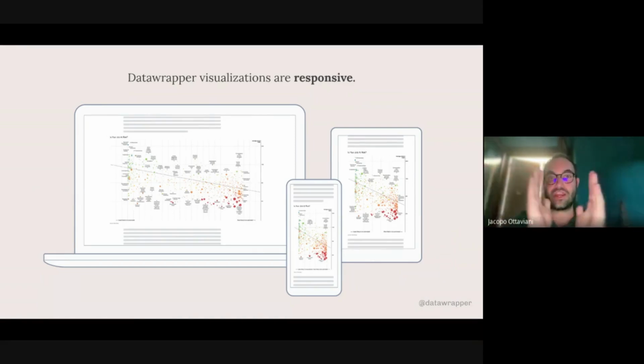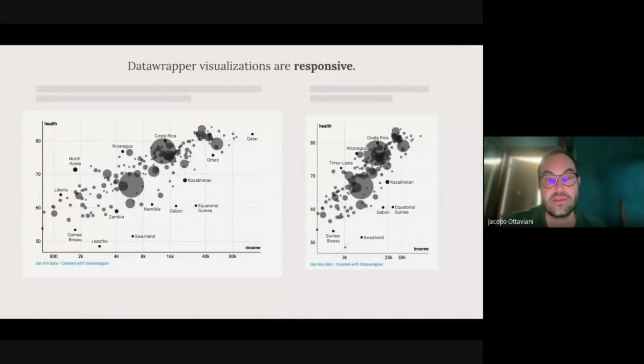So if you shrink your window on Datawrapper, you're going to see how it looks like on a phone. And it's responsive, so it will change automatically to adapt to all types of devices. So it's a very cool feature of Datawrapper. This is, again, an example of visualization called scatter plot. This is something that we can make together with Datawrapper.